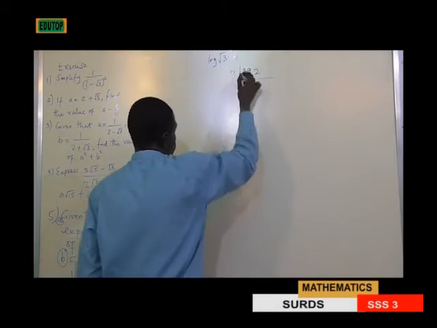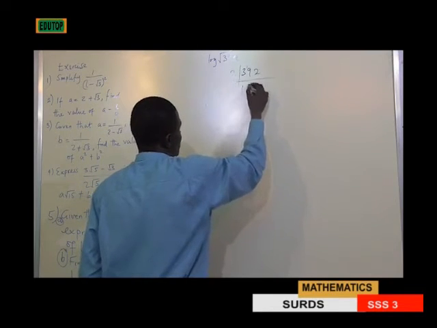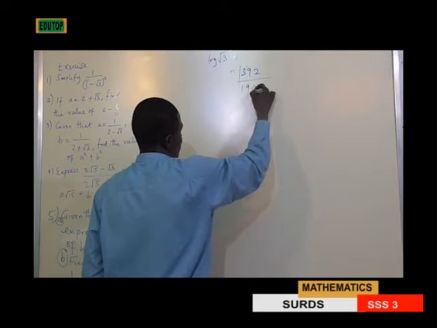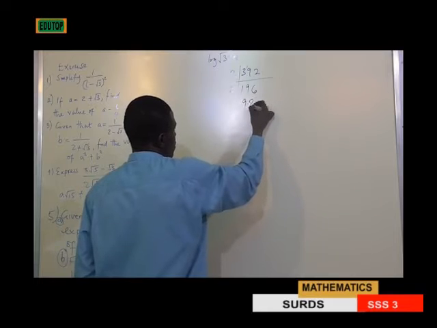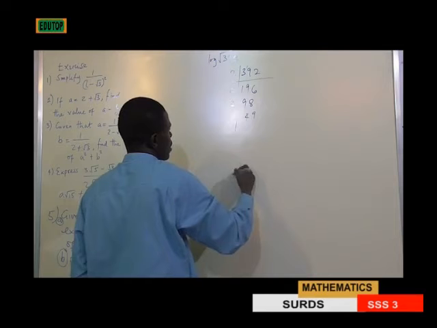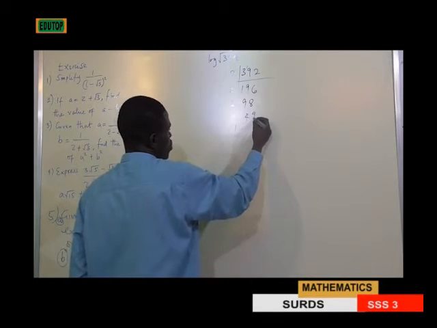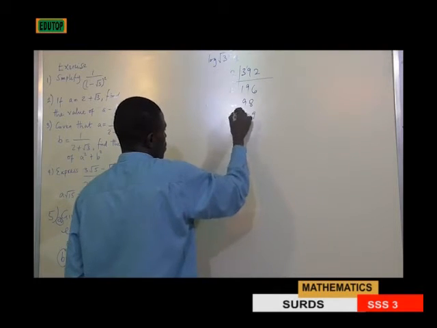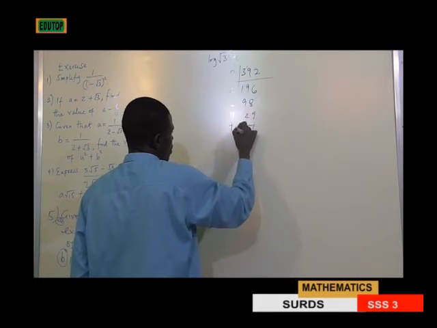So let's try 2. 2 in 392, we have 196, 2 in 196, 98, 2 in 98, 49. Then 2 can no longer divide that because the last digit is odd. So we are meant to use an odd number. An odd number that would be suitable here would be 7. 7 in 49, 7. Then 7 again gives 1.